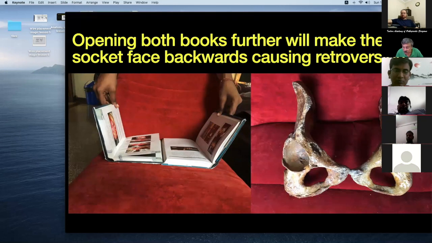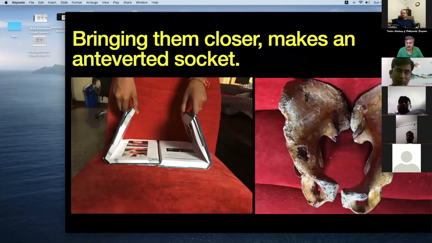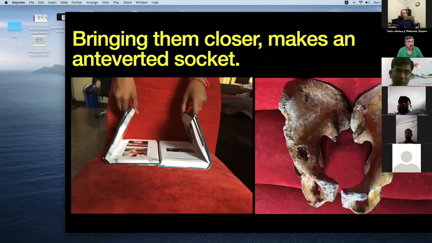That's a retroverted acetabulum. That is a normally placed neutral acetabulum. Once more, hope I have clarified this point.